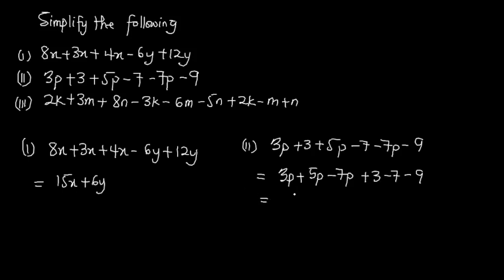Okay, so we can go ahead and now simplify our equation. So we have 3p plus 5p, that's going to give us 8p, then minus 7p, then we have plus 3 minus 7 minus 9, that will give us minus 16. So we have 8p minus 7p, that will give us p. Then we have 3 minus 16 will give us negative 13. So our answer for the second expression is p minus 13.